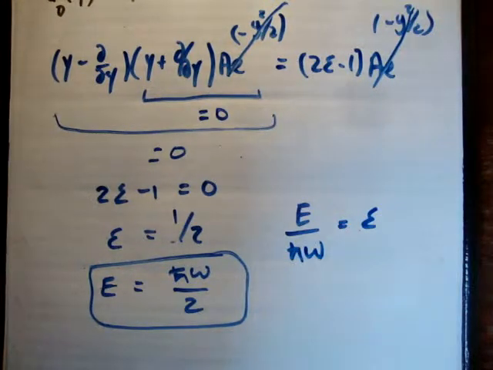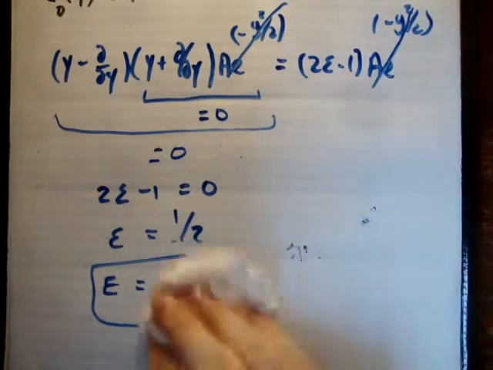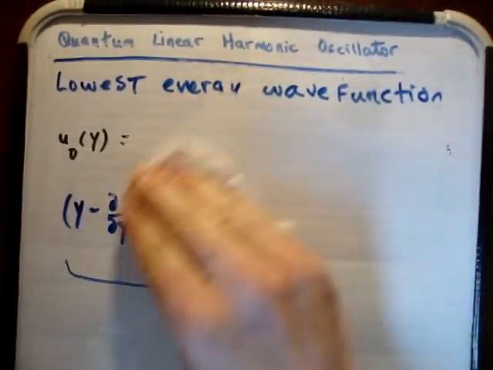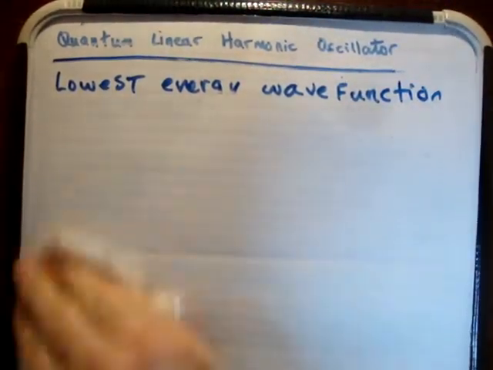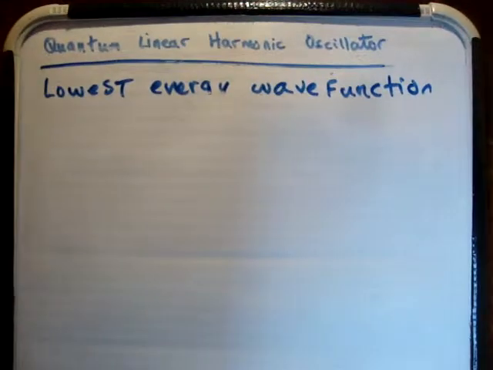That's the lowest energy, or the energy of your lowest order wave function in your 1D linear harmonic oscillator. Now, what is important about that? What is strange about that? Well, I suppose what's strange is the answer isn't zero. Because in a classical system, there is such a thing as zero energy. You can have any energy you want.